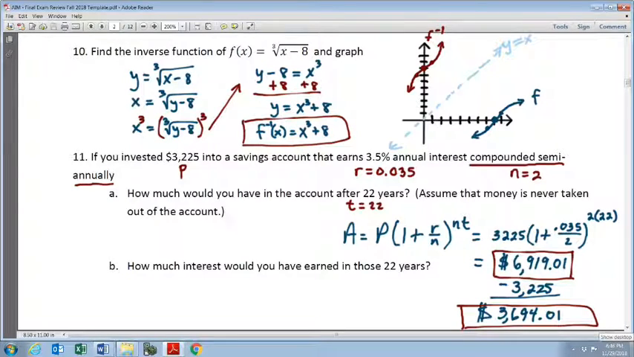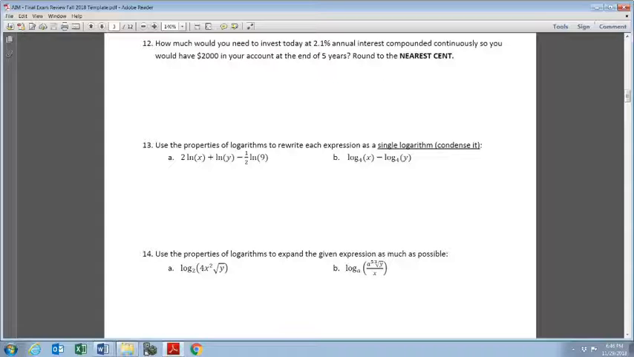All right, let's go on to number 12. So it says here, how much would you need to invest today at 2.1% annual interest compounded continuously. So notice we are going to be using the PERT formula, so you would have $2,000 in your account at the end of 5 years. So let's go ahead and write our formula out and let's find the numbers here.